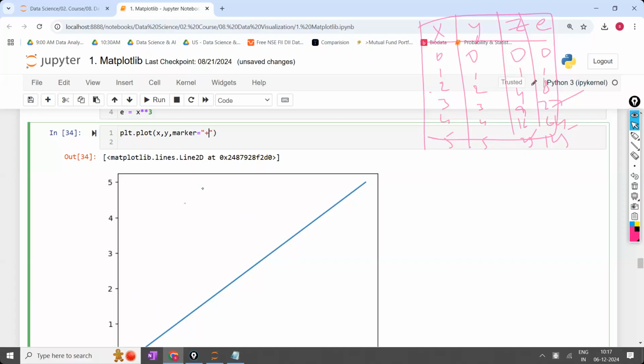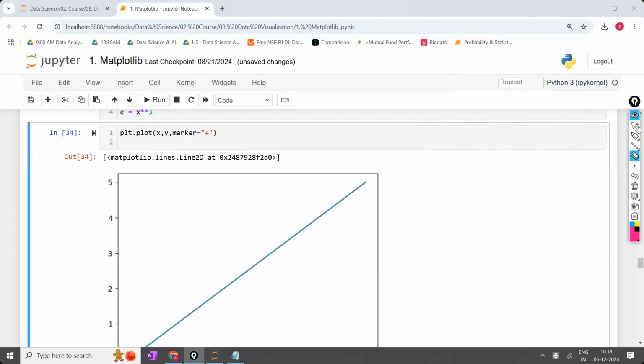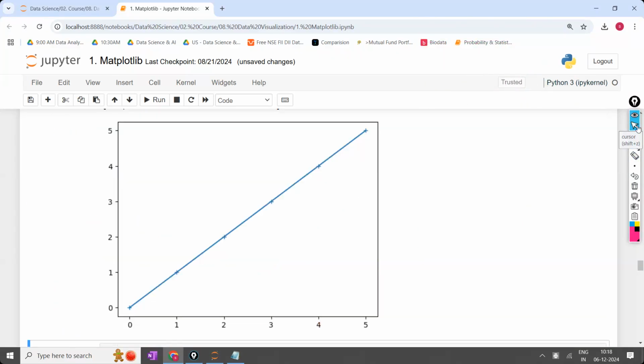Choice is yours. Some people will keep a dot like this, some people will keep the dot like this in the scatter plot, some people will keep the star mark like this. Their choice. Now I'm going to take the dots like this. Marker is equal to plus. So can you see? Each point, every point was plus, in a scatter plot, first point, second point, third point, fourth point, like this. Point as plus.